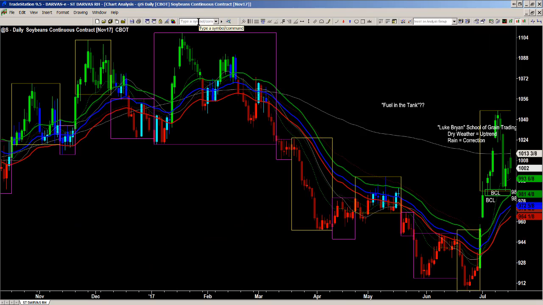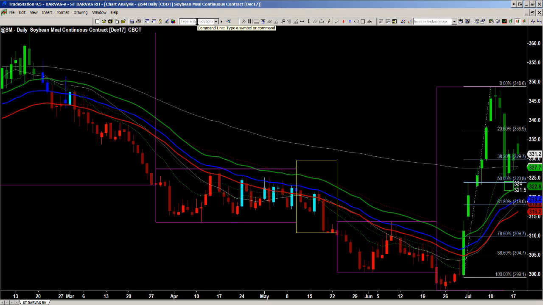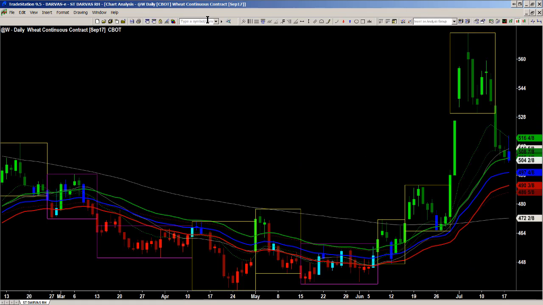Now, beans and bean meal are doing the same thing. Beans has already bounced off this level. Bean meal has also done something very similar. So beans and bean meal have jumped off these levels. And I believe they still are valid levels to buy from, but wheat is still sitting at that level, and gold is right around that entry zone as well. So just a quick update to bring you up to speed on what we're watching.